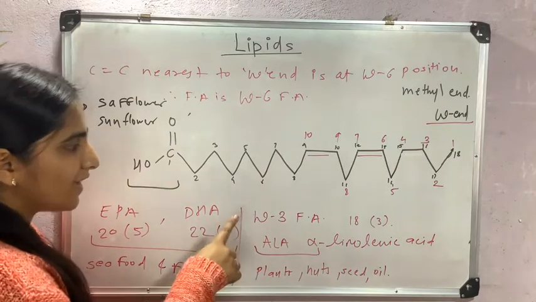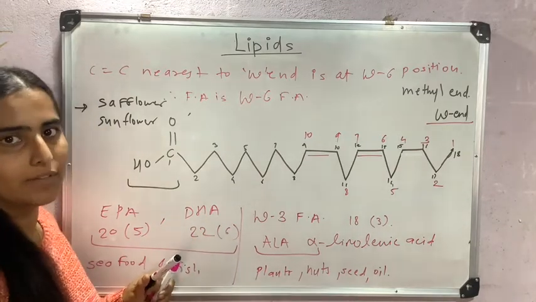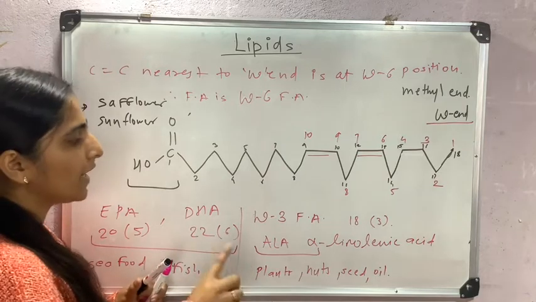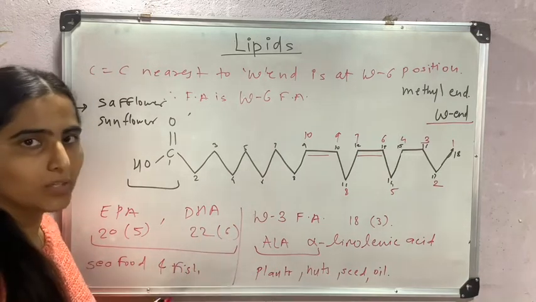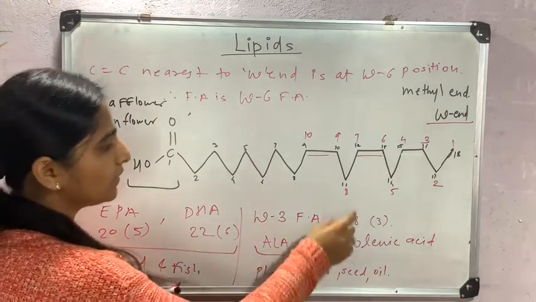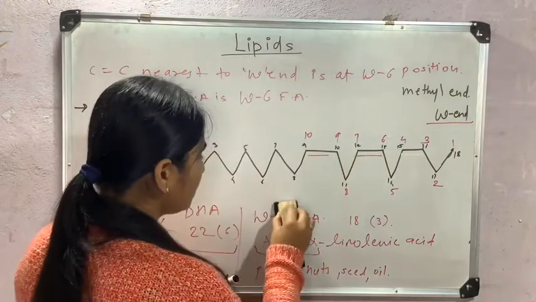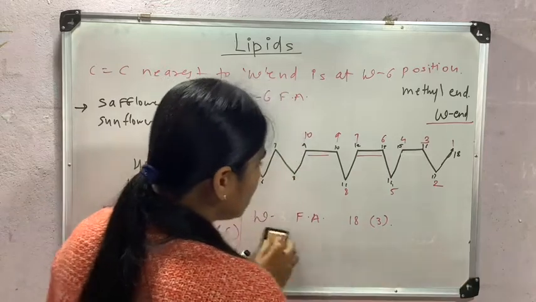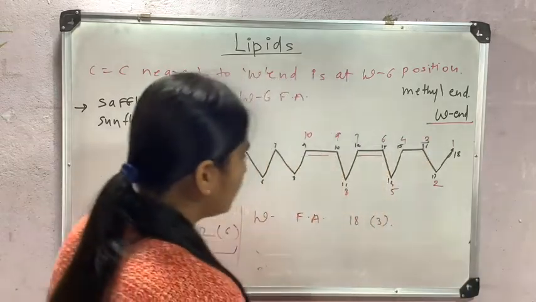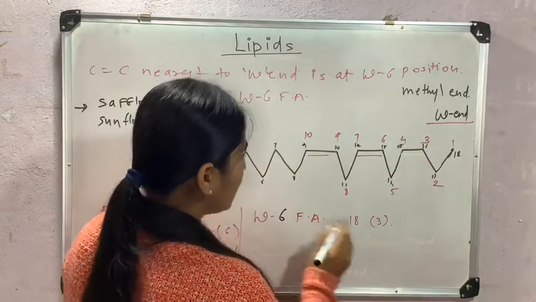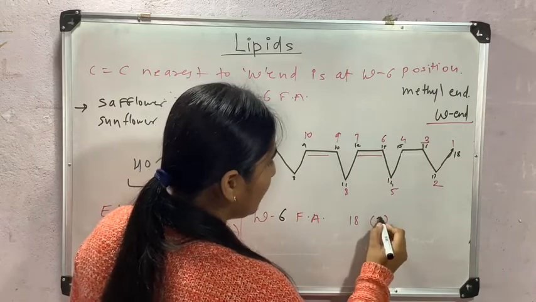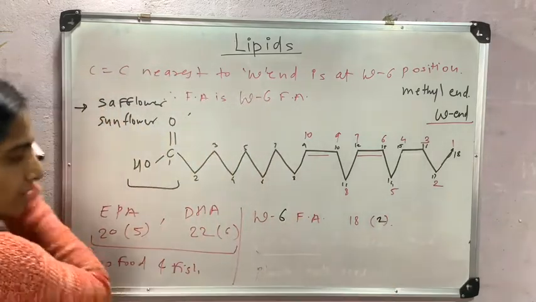This omega-6 fatty acid is an essential one, as I told you, because our body cannot convert oleic acid to linoleic acid. This is linoleic acid, an omega-6 fatty acid, which is also 18 carbon, but there are only 2 double bonds present in its structure.